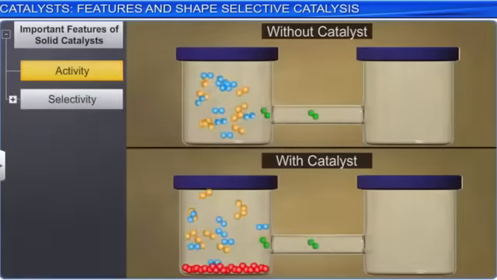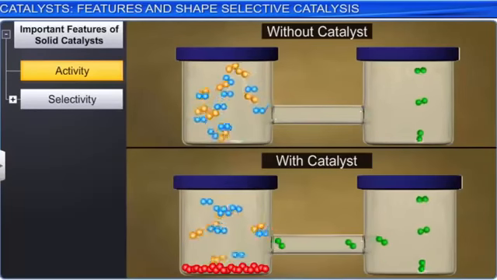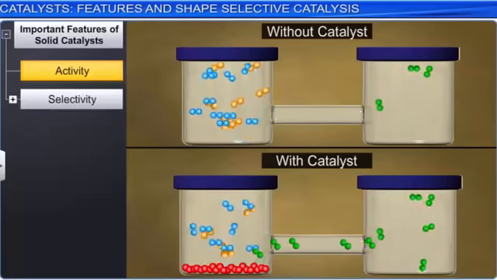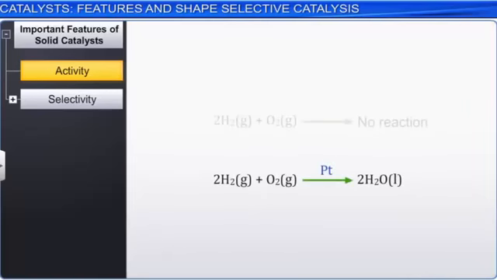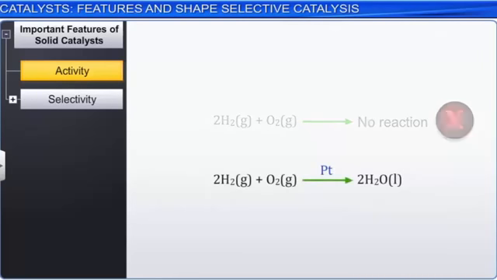By activity of a catalyst, we refer to its capacity to increase the speed of a chemical reaction. Consider the chemical reaction between hydrogen and oxygen to form water. In the absence of any catalyst, hydrogen and oxygen do not combine, and therefore can be stored for an indefinite period. However, in the presence of platinum as a catalyst, they react rapidly to form water. Thus, the activity of a catalyst depends upon the extent of chemisorption.